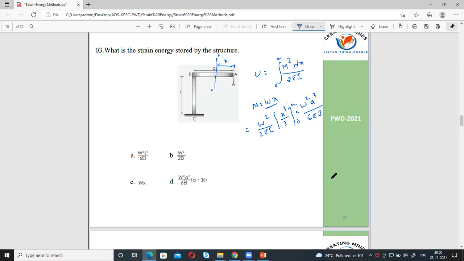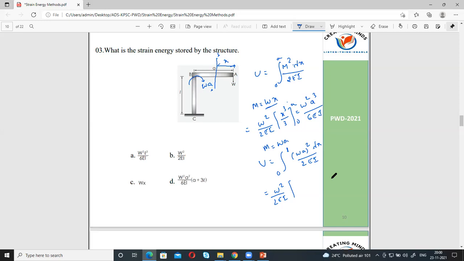Next, I am taking this part. For this part, what is the moment here? On this body, the moment directly on the column is W into A. If you apply the M value here, integral of 0 to L, M is WA whole square into dx by 2EI. So finally, you take W square outside, 2EI outside.